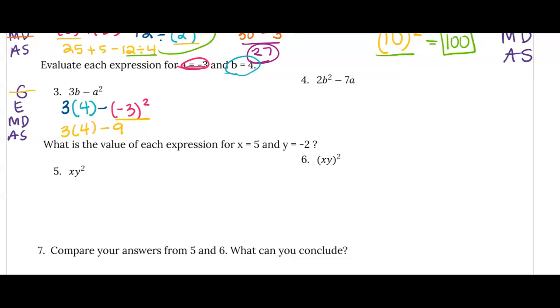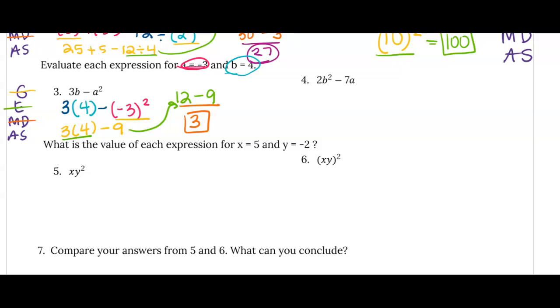Then I have no more exponents, so I can cross that off. Now, multiplication and division, I have 3 times 4, so that is 12 minus 9. I have no more multiplication or division, so now I will add or subtract. So I'll do 12 minus 9, which is 3, and then I am done. Never forget to use your order of operations. So always remembering that's always your order, no matter what it is.